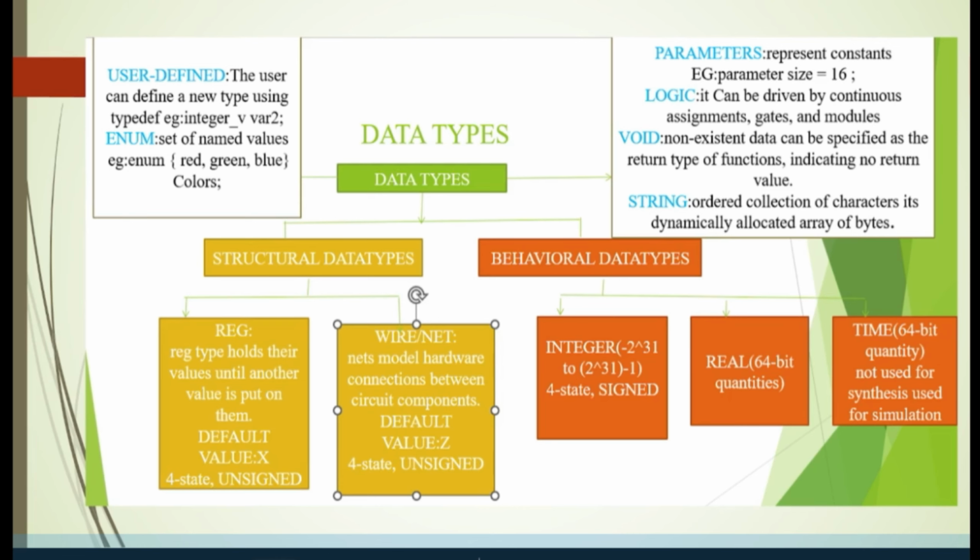Then coming to data types. Just before, we talked that in SystemVerilog we have many other data types which were included compared to Verilog. Basically, in SystemVerilog there are two kinds of data types, which are predefined and user defined. Predefined is again categorized into structural data types and behavioral data types. Structural data types means reg and wire. You know in Verilog what is this reg and what is this wire, so I'm not going to explain anything about this again.